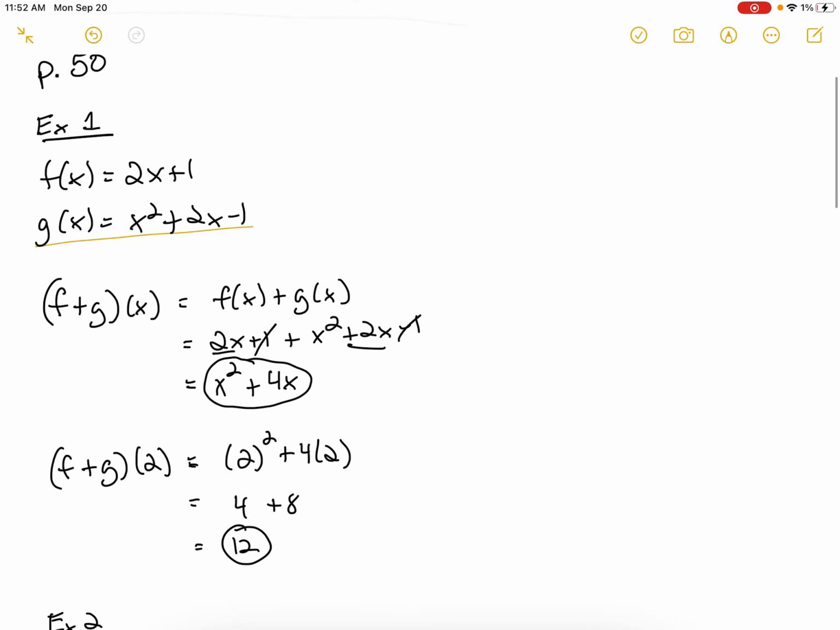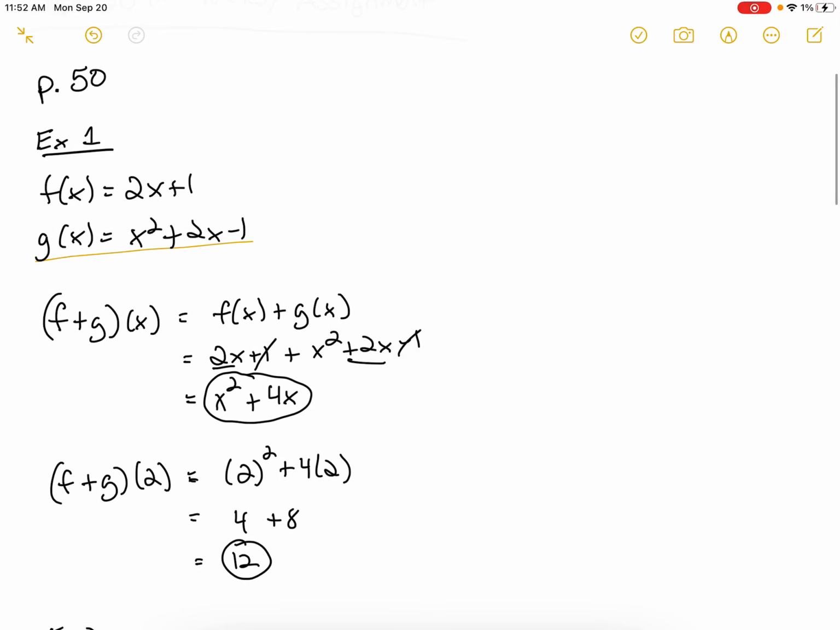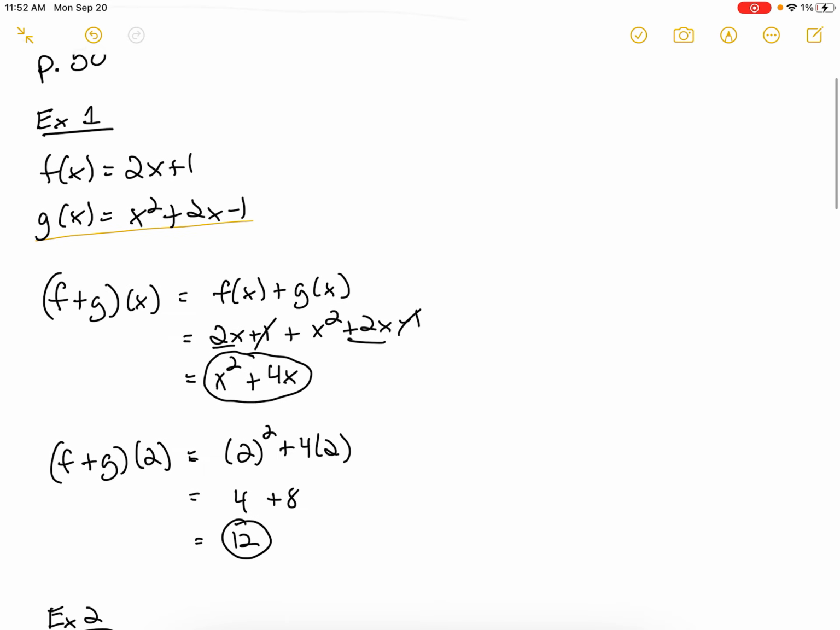And then if you have to find f plus g of a number, you're just plugging in that number into the f plus g of x that you just found. So f plus g of 2, we're plugging in a 2 into x squared plus 4x and simplifying it down. 2 squared is 4, and then 4 times 2 is 8. You get 12.